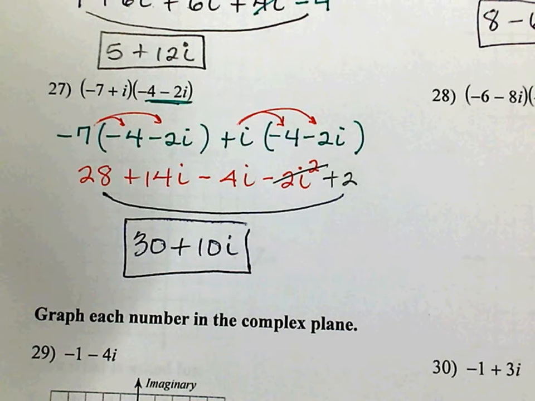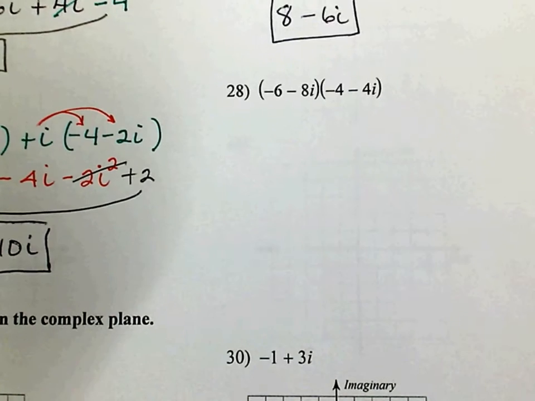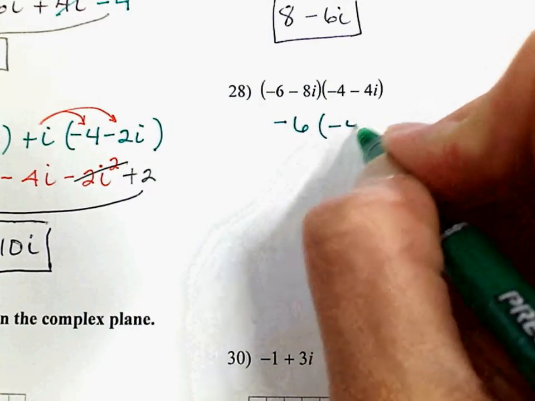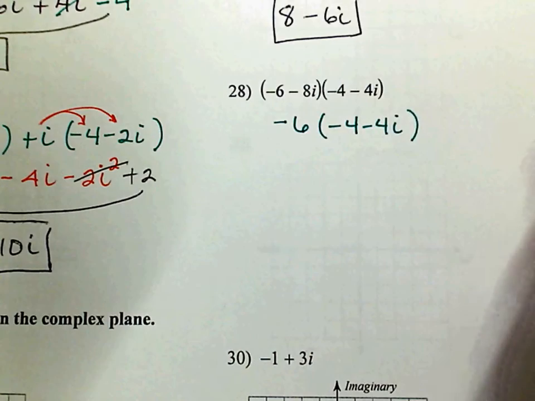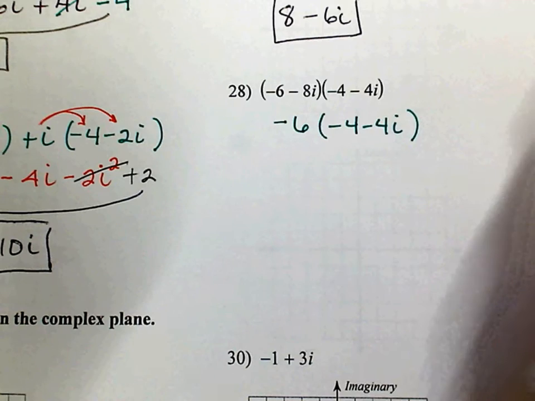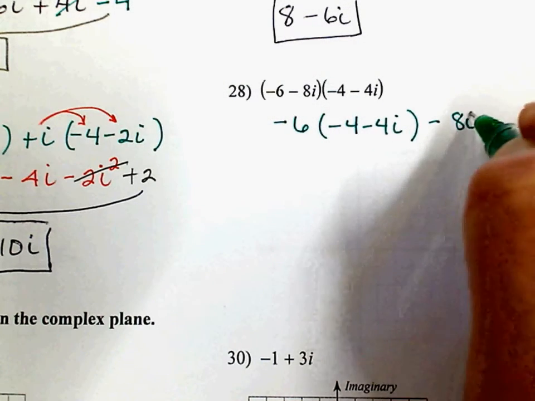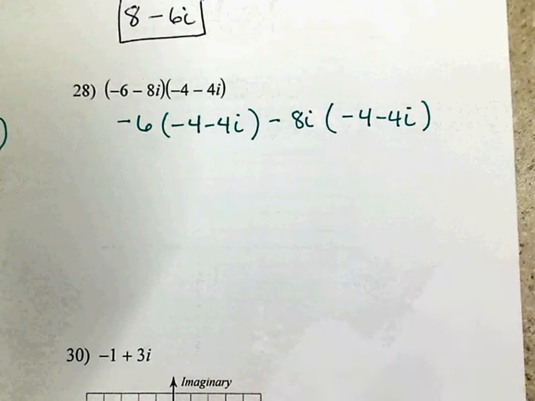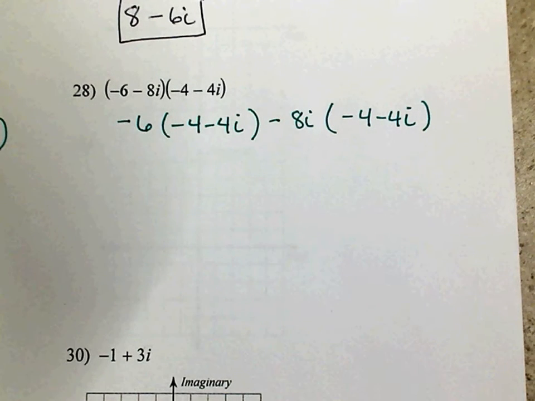28. Let's continue. We're almost done. You guys are doing good. So negative 6 times negative 4 minus 4i. I won't put that many on your test. This is practice. This is why you have a lot, okay? But on your test, I won't give you that many. Minus 8i times negative 4 minus 4i. Oops, sorry. Why don't you guys tell me? Okay. Let me see. What do we do?